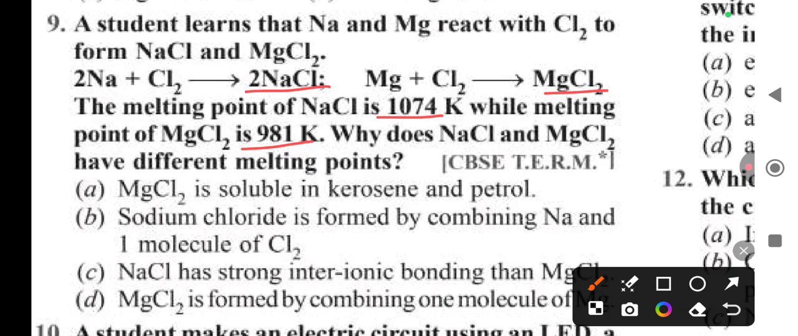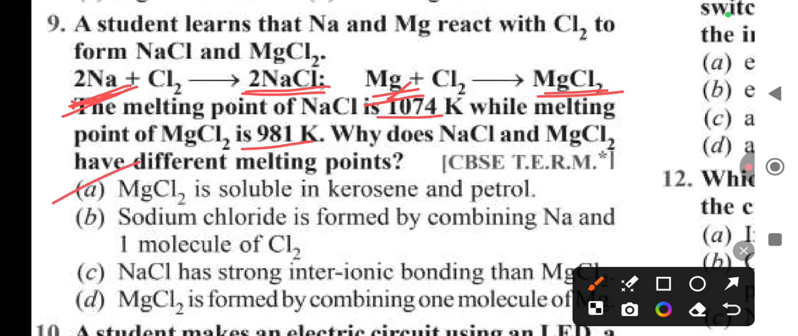Sodium carries how much charge? It is +1. Magnesium carries how much charge? It is +2. Sodium can easily lose that one electron, but for magnesium it is a little difficult as compared to sodium. It will lose 2 electrons. We can easily lose one electron as compared to 2 electrons. If it can easily lose one electron, it can easily make the bond, and a stronger bond will be formed. So sodium chloride, after reaction, has stronger forces of interaction as compared to magnesium chloride.